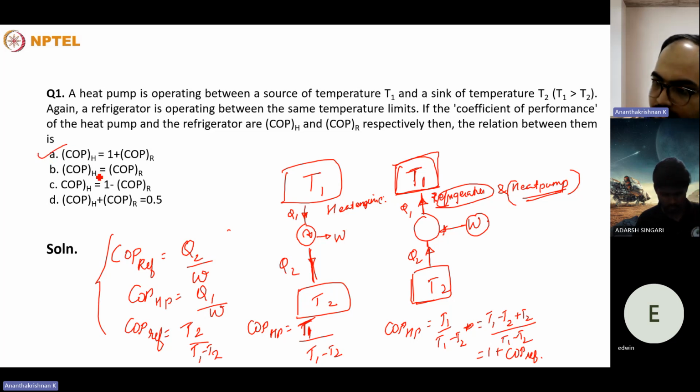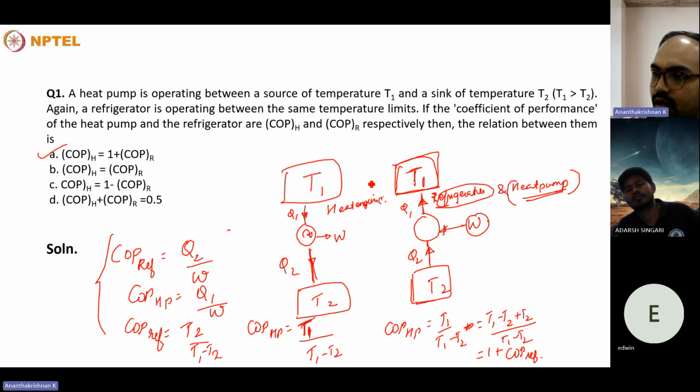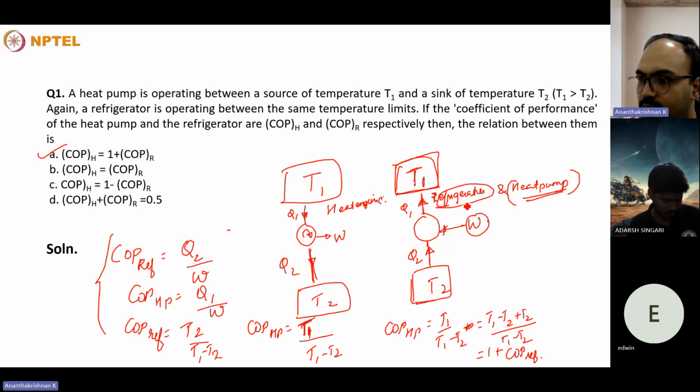Operating a heat pump and a refrigerator between the same temperature limits, we can say that the COP of heat pump will be 1 plus the COP of the refrigerator. So that's option 1. Any questions? No, sir.